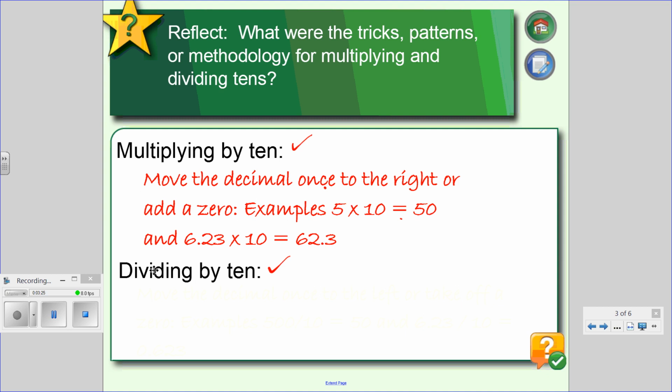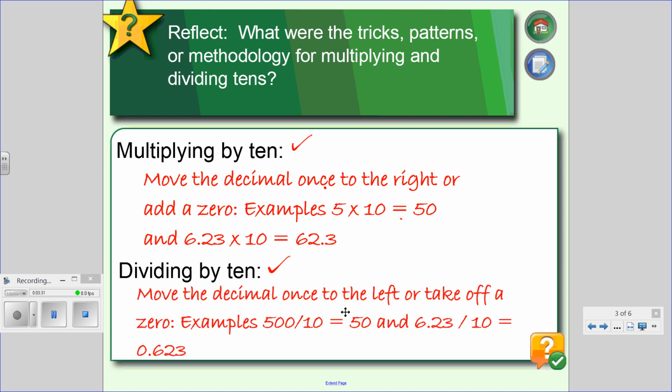Now, dividing by 10, since dividing is the inverse of multiplying, the reverse process happens. You move the decimal once to the left, or take off a 0. For example, 500 divided by 10, $500 cut 10 ways, is $50 for each person. 6.23 divided by 10 is going to have to move that decimal once to the left, which would be 0.623. Or the more official way of saying that would be 623 thousandths, which is the proper way of saying that decimal. Okay? Let's move on to the next slide.